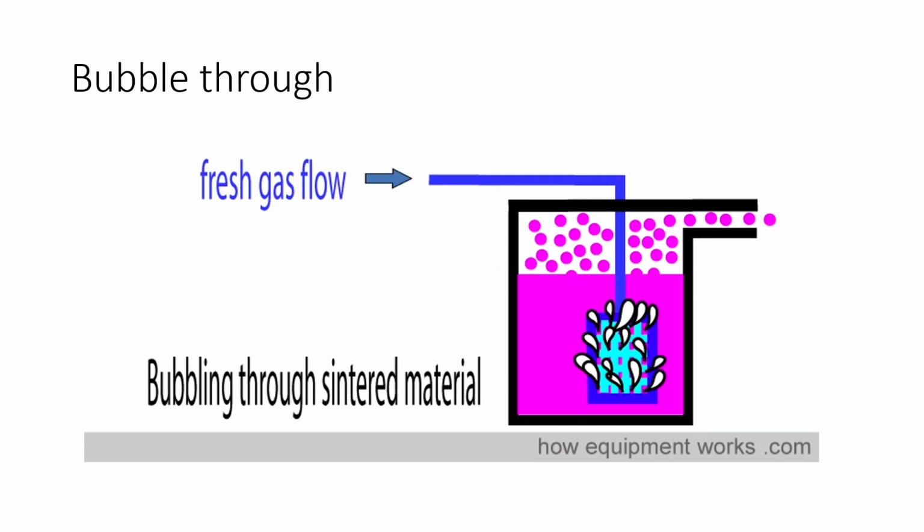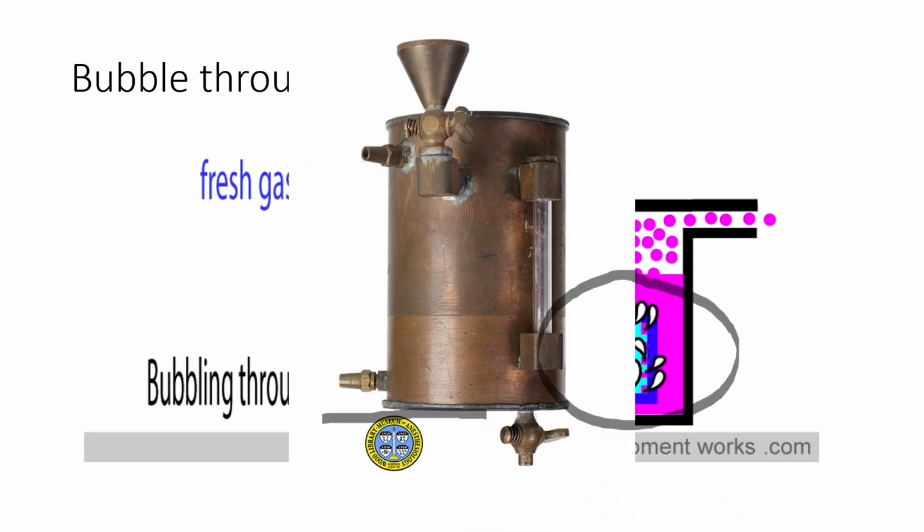In bubble-through vaporizers, the carrier gas is bubbled through the liquid anesthetic agent. Some of the fresh gas flow is bubbled through a disc made out of a special material, a sintered disc, that is very porous. The disc is submerged into the liquid anesthetic agent, and when fresh gas is sent through it, a large number of tiny bubbles form. The tiny bubbles of fresh gas have a very large total surface area and thus become fully saturated with vapor efficiently. An example of a bubble-through vaporizer is the copper kettle.